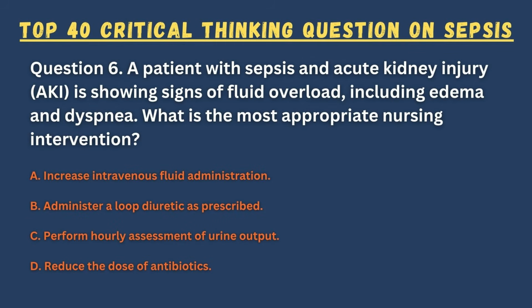Question 6. A patient with sepsis and acute kidney injury, AKI, is showing signs of fluid overload, including edema and dyspnea. What is the most appropriate nursing intervention? A. Increase intravenous fluid administration. B. Administer a loop diuretic as prescribed.